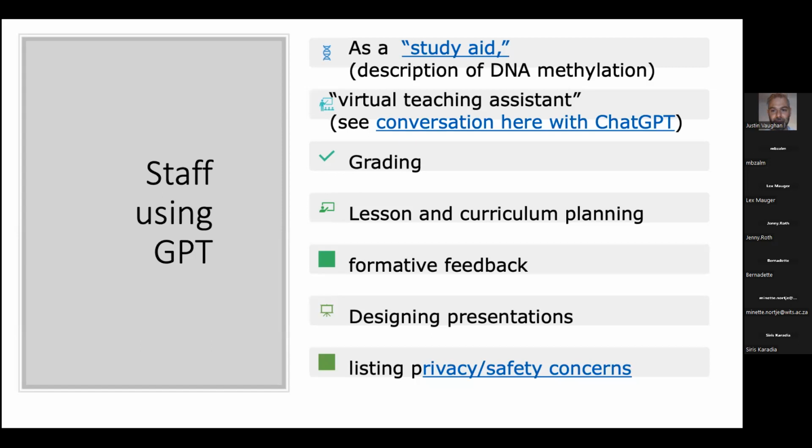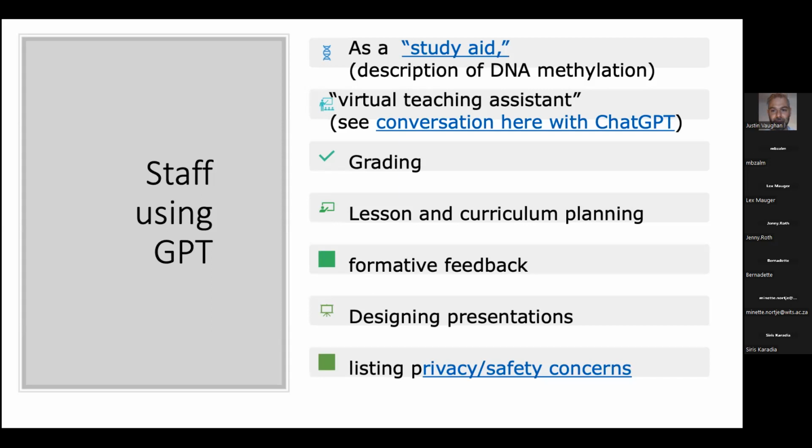So as a study aid, this was an article written by somebody in the US, I believe, where a student wanted to have a look at DNA methylation. I can't even say the word, but this is an opportunity where a student could find out a bit more information, as you could to a certain degree with Wikipedia. This is going to be able to cover a much wider list of topics.